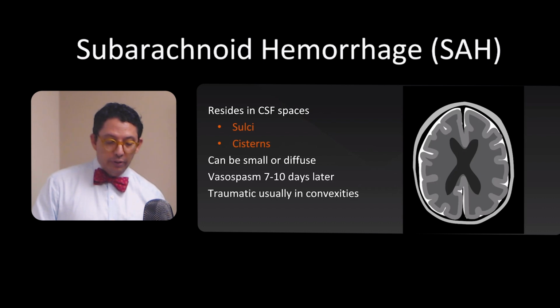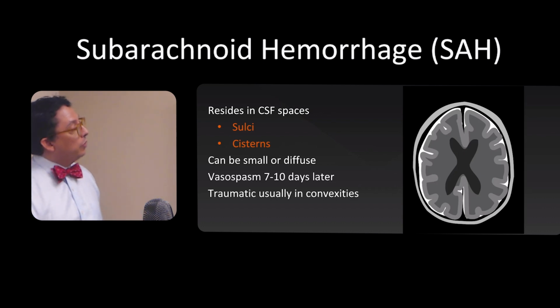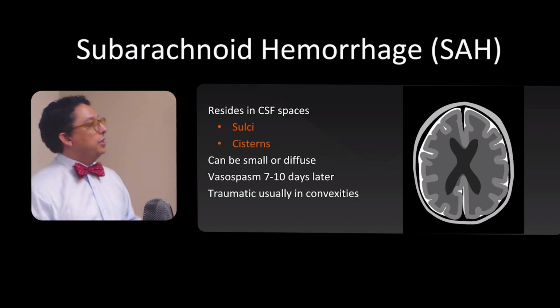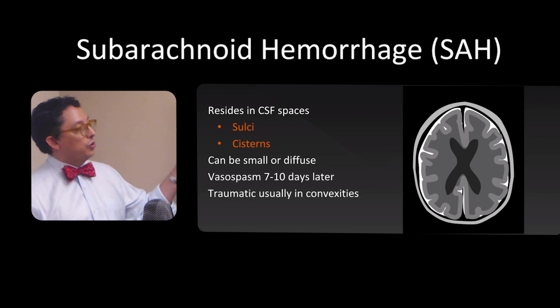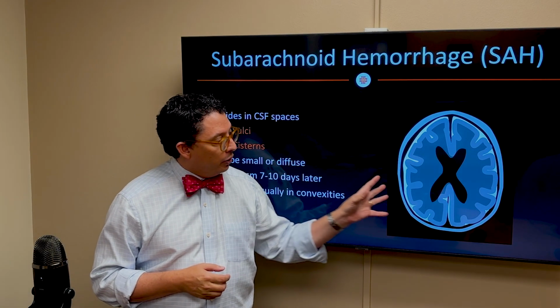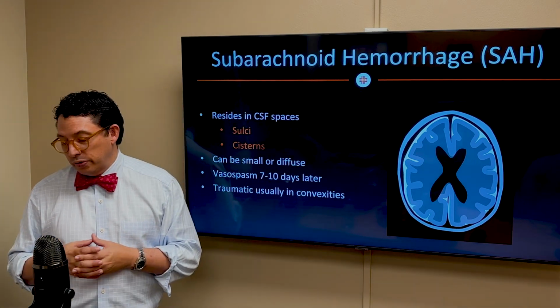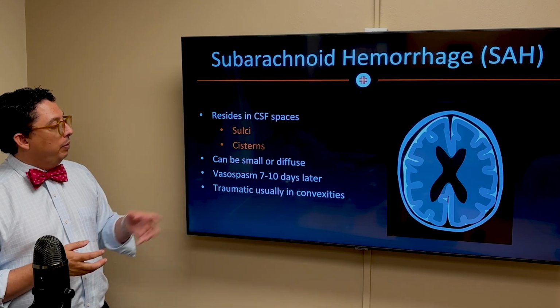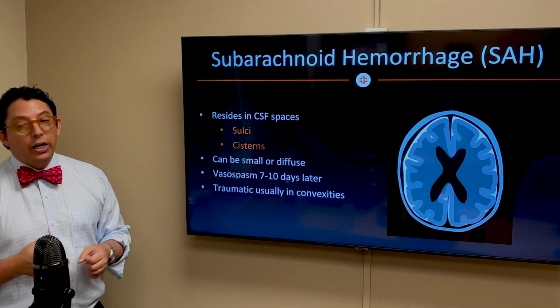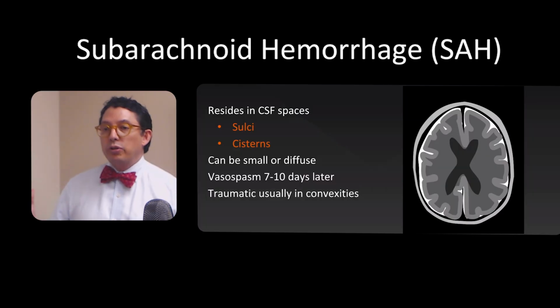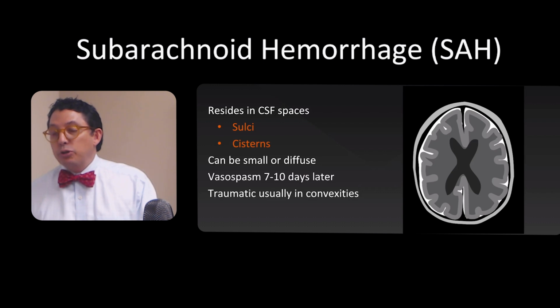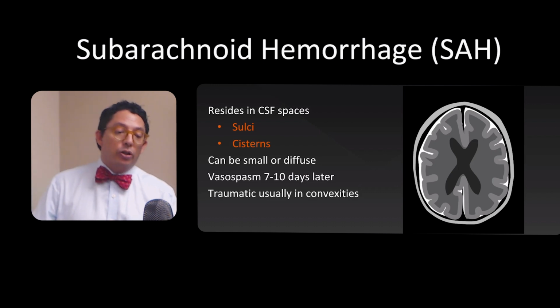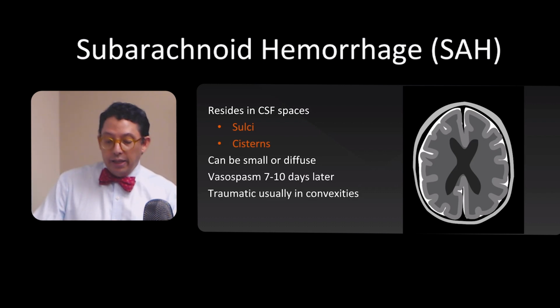So let's talk about subarachnoid hemorrhage. It resides in the CSF spaces. You see it in the sulci, creeping into the sulci, or in the cisterns. They can be small or diffuse, and usually a week afterwards, these patients can have vasospasm. And this is a huge complication of subarachnoid hemorrhage. You have to be careful. The patient just doesn't go home. You have to follow them because they can have a vasospasm.